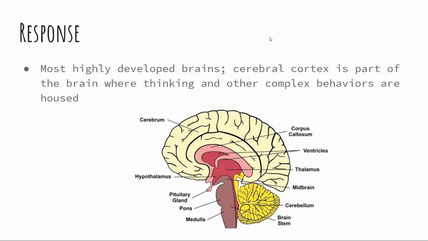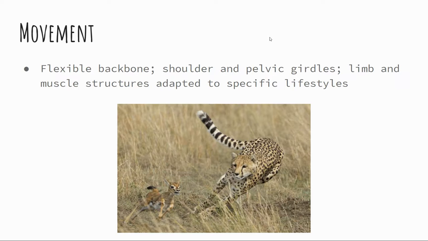Response. Mammals have the most highly developed brains. The cerebral cortex is the part of the brain where thinking and other complex behaviors are housed. Movement. Mammals have a flexible backbone. Their shoulder and pelvic girdles are extremely strong and well developed, and their limb and muscle structures are adapted to their specific lifestyle, making them very ideal for movement in their environment.